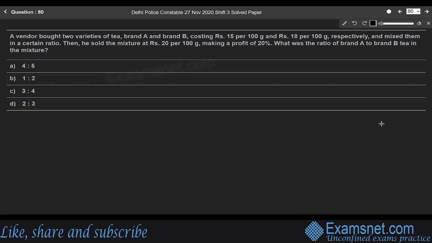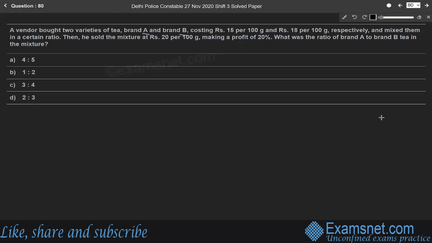Question 80. A vendor bought two varieties of tea, brand A and brand B, costing 15 rupees per 100 gram and 18 rupees per 100 gram respectively, and mixed them in a certain ratio. Then he sold the mixture at 20 rupees per 100 gram, making a profit of 20%. What was the ratio of brand A to brand B tea in the mixture?